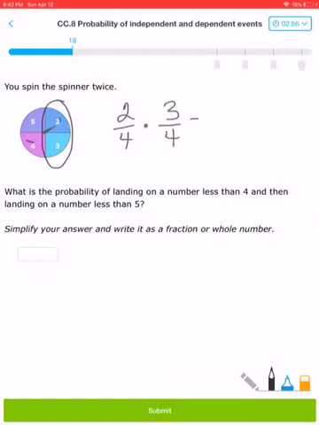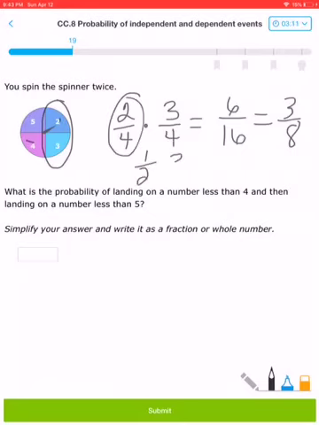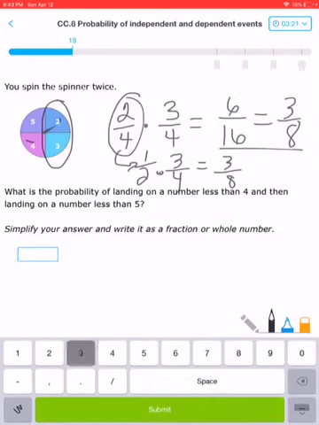Okay, so 2 times 3 is 6, 4 times 4 is 16. Divide that by 2, 3/8. Now, I would have never done it that way. I would have went ahead and said 1/2 of 3/4 and multiplied it that way. If you start with the simpler version of a fraction, you won't have to simplify at the end. So 3/8.